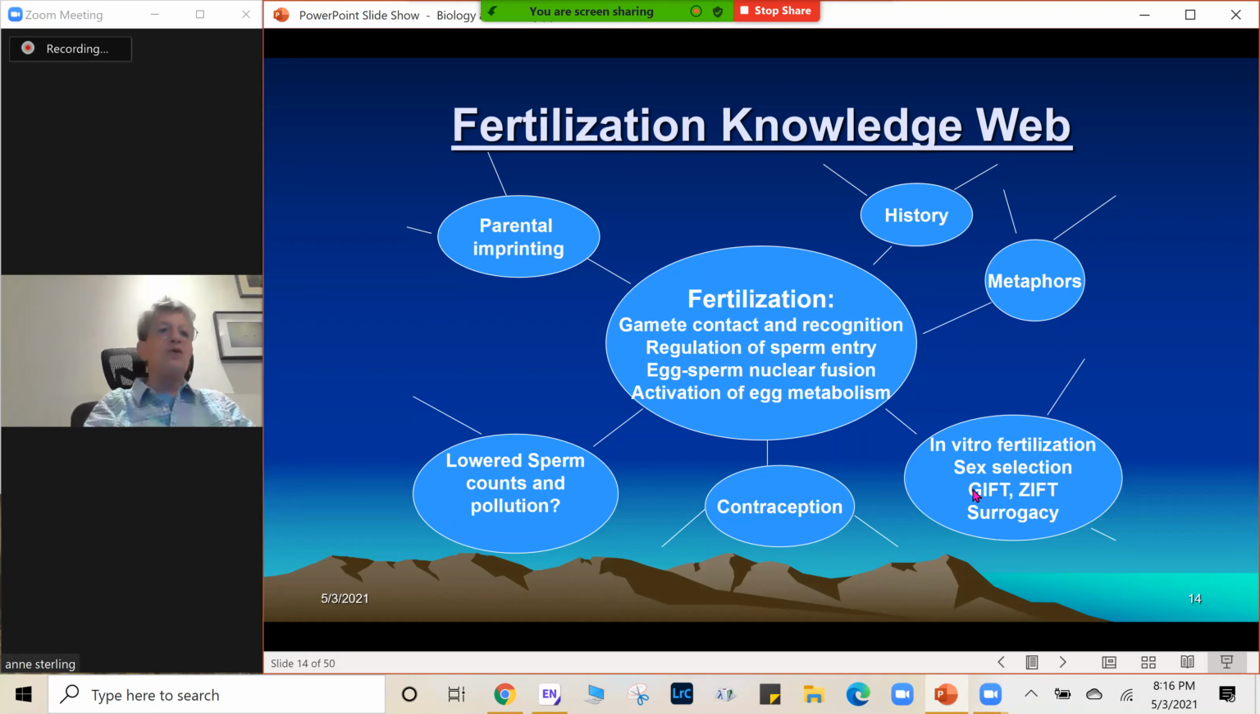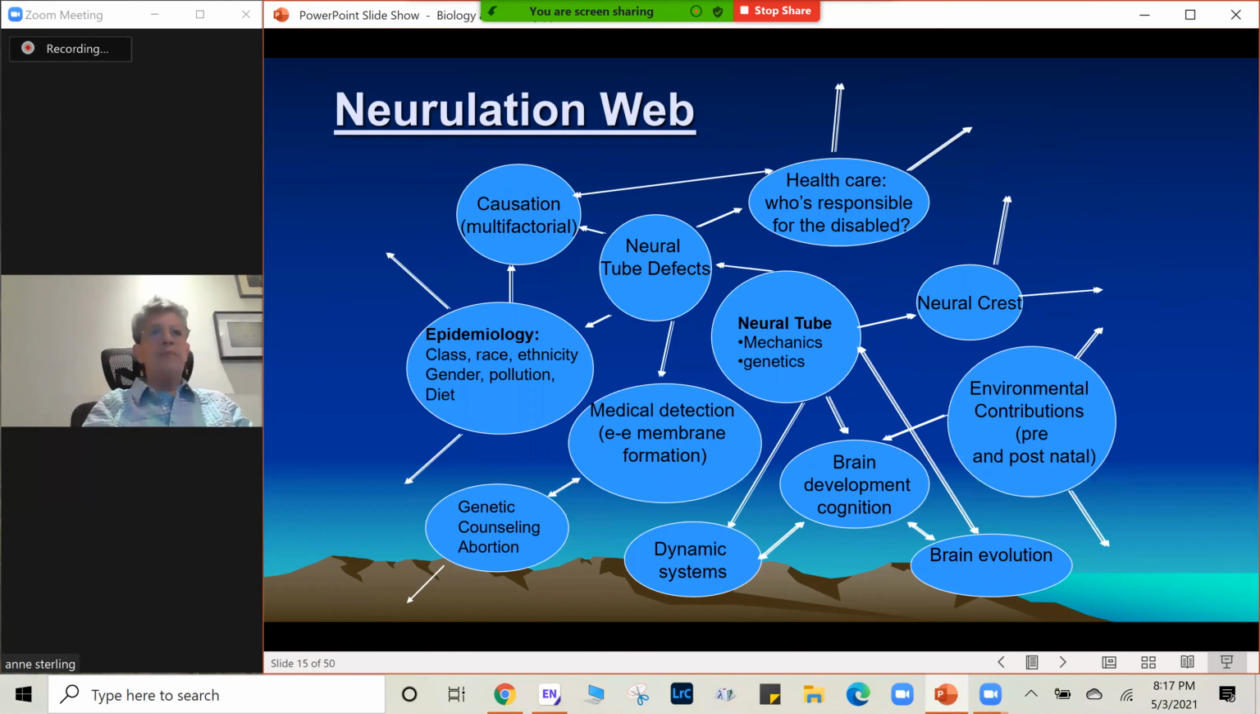You have in vitro fertilization, and then some interesting biological things that relate to fertilization, one in particular called parental imprinting. And I left this web open because you can see or imagine how it continues to sort of spread out, splay out into the world. Another example that I call the Neuralation web starts with the central biology question, the neural tube.